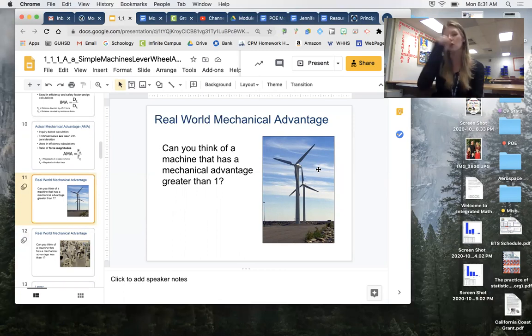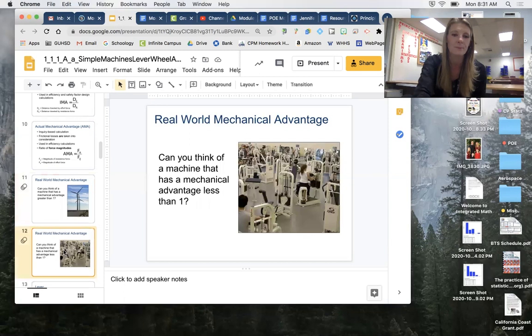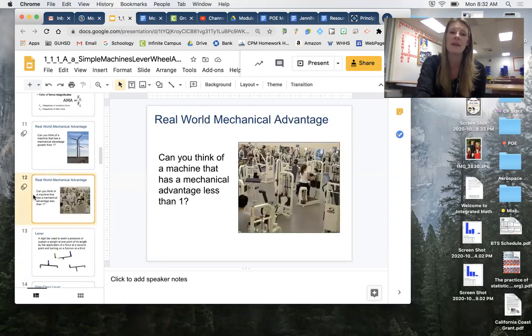But here you're spinning these fans, the fan blades, and it's taking little effort, but it's creating a lot of force moving down, and that's what causes the energy. In the gym, this would be a mechanical advantage less than 1. So when you're thinking about a gym, those are obviously meant to purposely give you weight. If it's purposely making your effort bigger, then that's going to be a mechanical advantage less than 1.